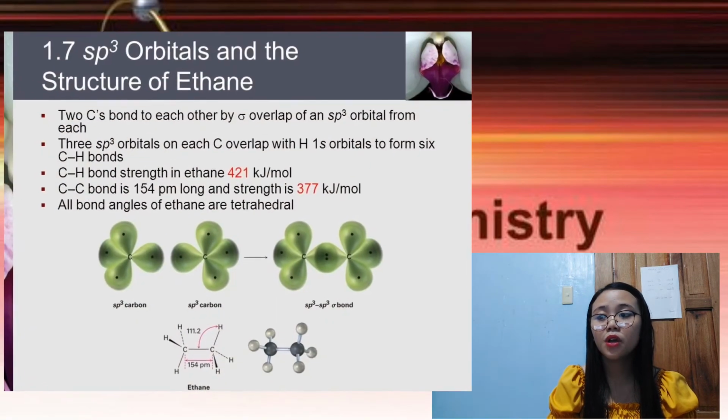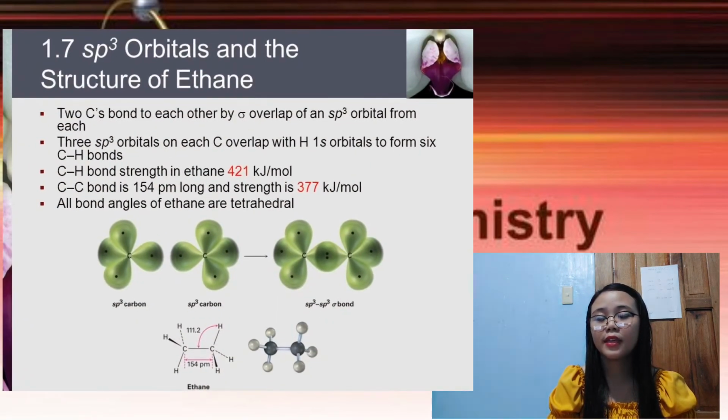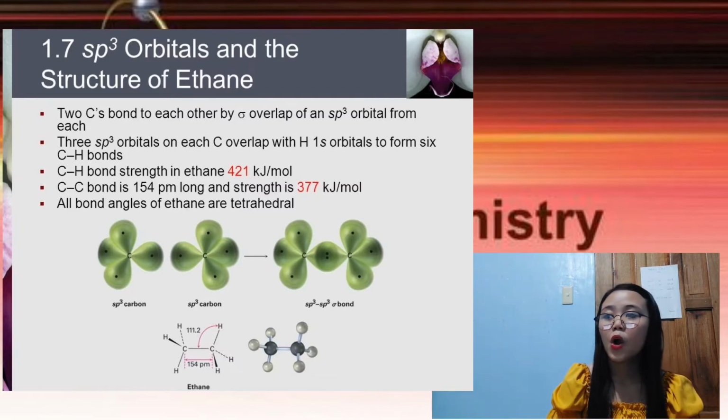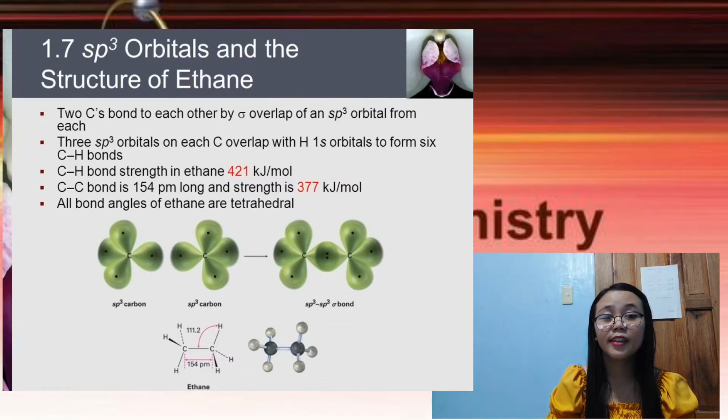And now the sp3 orbitals and the structure of ethane. Two carbons bond to each other by overlap of an sp3 orbital from each. The 3 sp3 orbitals on each C overlap with H 1s orbitals to form 6 C-H bonds. The C-H bond strength in ethane is 421 kJ/mol. The C-C bond is 154 pm long and its strength is 377 kJ/mol. All bond angles of ethane are tetrahedral.